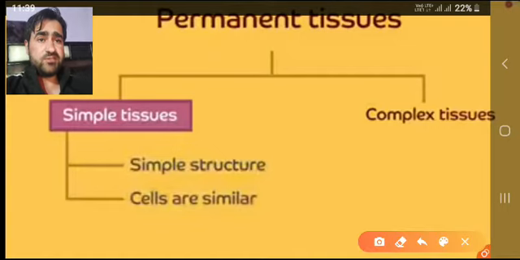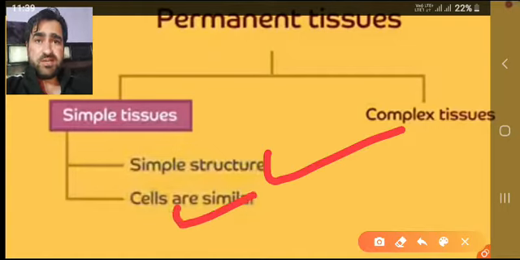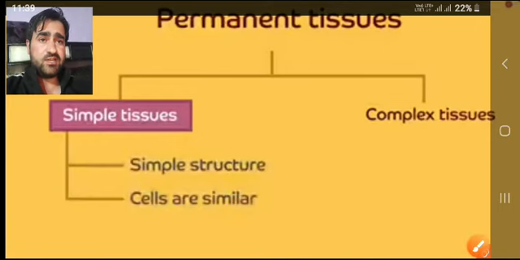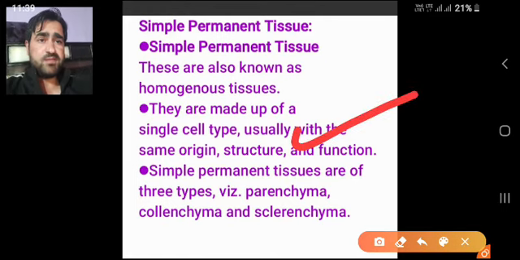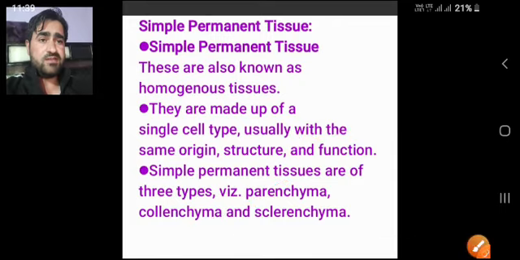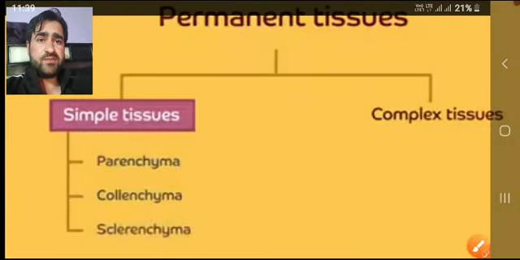Also, they have a simple structure and the cells are similar in shape and size. That's why they are known as simple tissues. Simple permanent tissues are also known as homogeneous tissue because they are made up of a single type of cells, usually with the same origin, structure, and function. Simple permanent tissues are of three types: parenchyma, collenchyma, and sclerenchyma tissue.